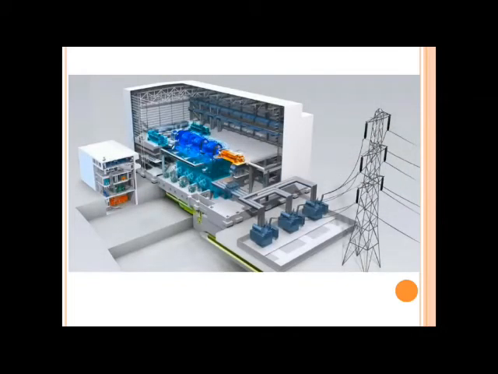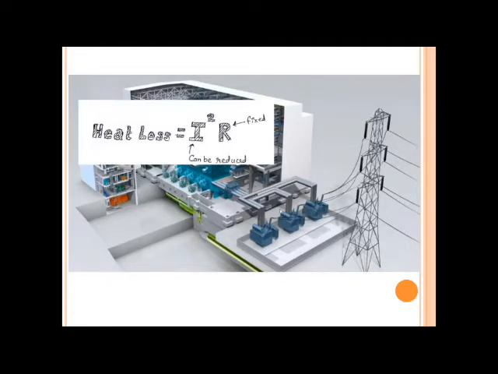The power generated by the generator will be fed to the input of the step-up transformer, which increases the voltage level. The voltage is increased because the generation of electricity is usually in a rural area. So obviously, power has to be transmitted to a very long distance to reach the consumers. So heat losses occur in the conductor, which is equal to I square R, and the resistance of the conductor is fixed. So obviously the current needs to be reduced to reduce the heat losses.